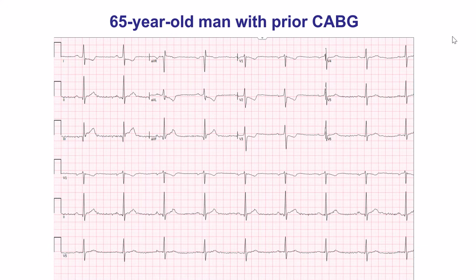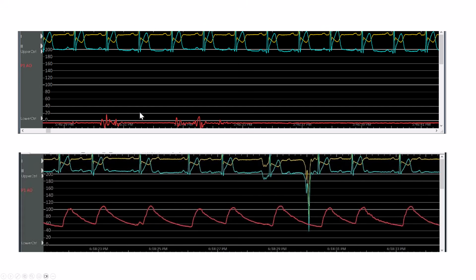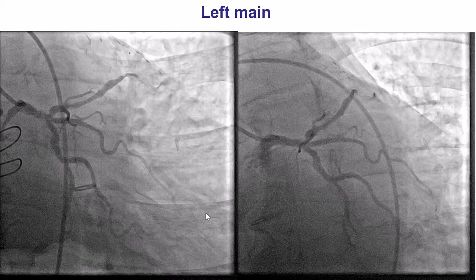The patient was 65 years old with previous coronary bypass, who came in with severe chest pain and inferior ST segment elevation. He was taken to the cath lab. He did have a pronounced ST segment elevation. He had a pressure of about 100 to 120 millimeters mercury.